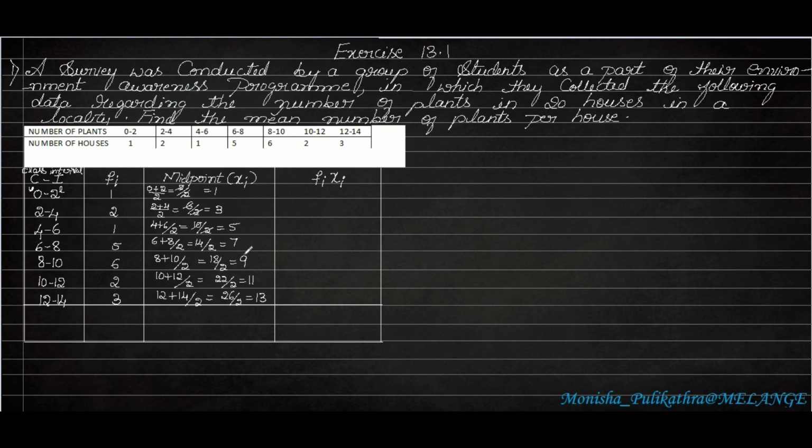Okay. So next what we have to do is multiply frequency and midpoint, fi into xi. Fi is 1 and midpoint is also 1, so 1 into 1 is 1. Next, 2 3s are 6. Next, 1 5 is 5. Next, 5 7s are 35. 6 9s are 54. 2 11s are 22. Next, 3 13s are 39.